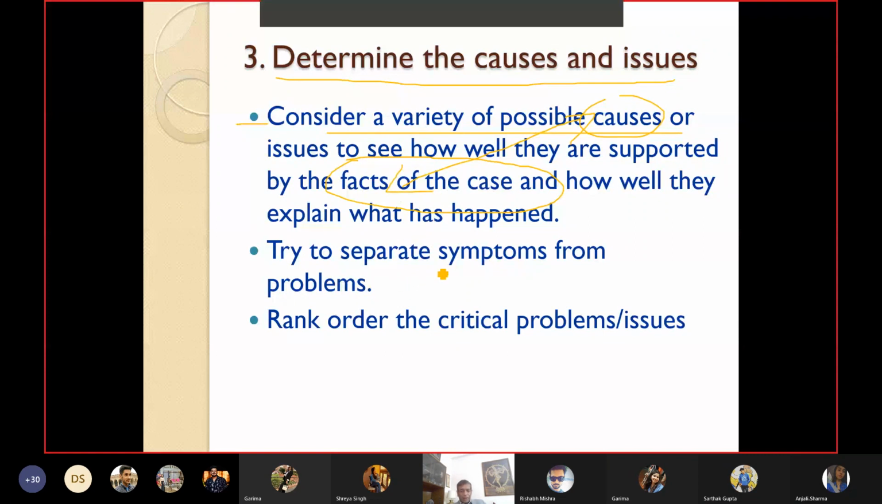Try to separate the symptoms from the problems. What does this mean? Symptoms are signs, but the actual problems are actual problems. And rank. As I said, when you start doing the case and organizing the issues and events chronologically, you'll come across a lot of problems. Rank the problems: which is the most difficult problem? What are the most difficult situations or events? Arrange them in order. This is the most critical problem, the next is this, the next is this. And then find out what caused the problem.